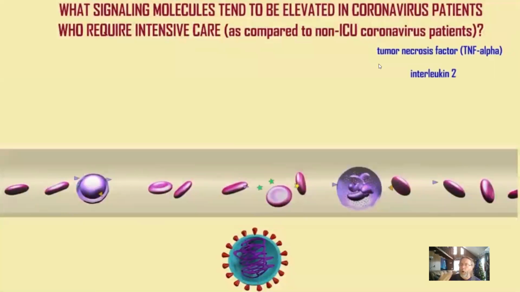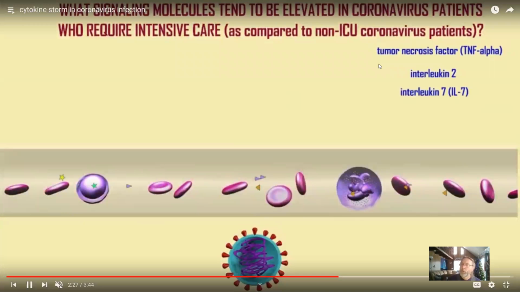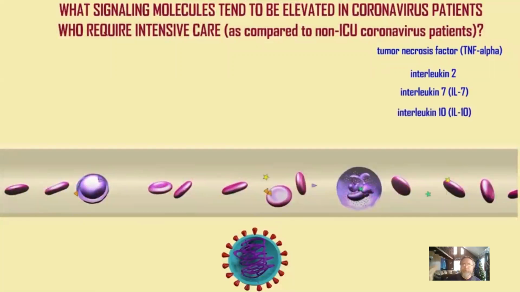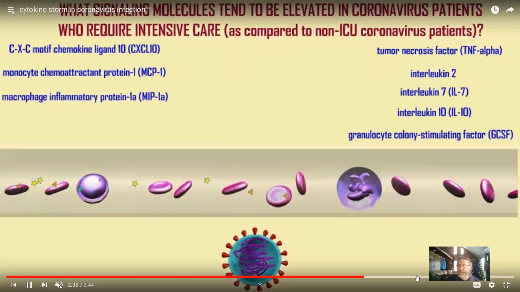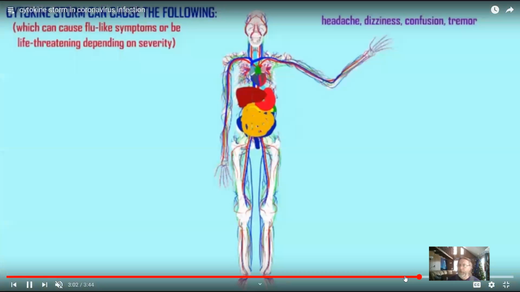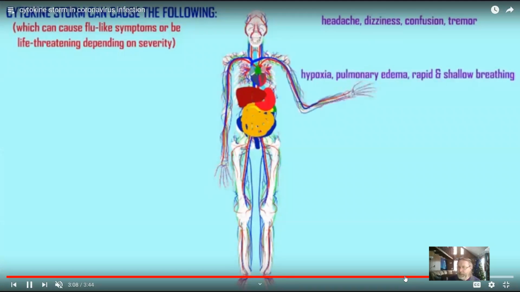And then there are signals which are overproduced in coronavirus patients with severe infections requiring intensive care compared to those with more mild infections. And this cytokine storm then is the problem. So if one were to list, if you have a cytokine storm, if you overproduce these signals.